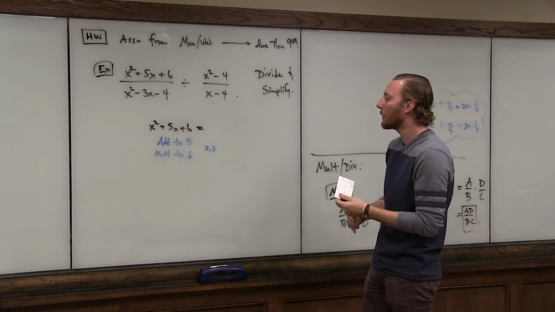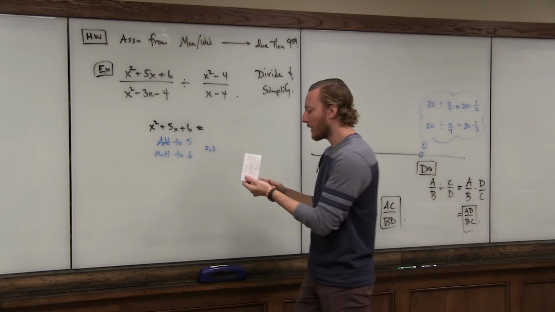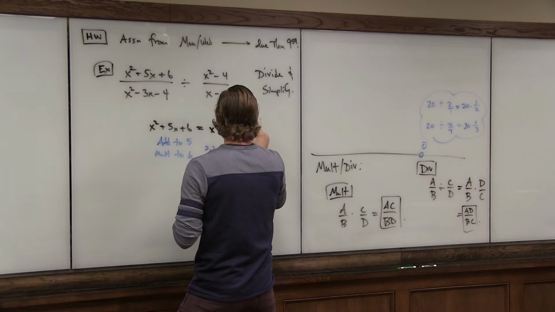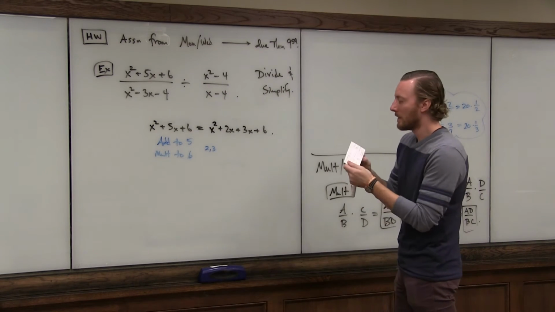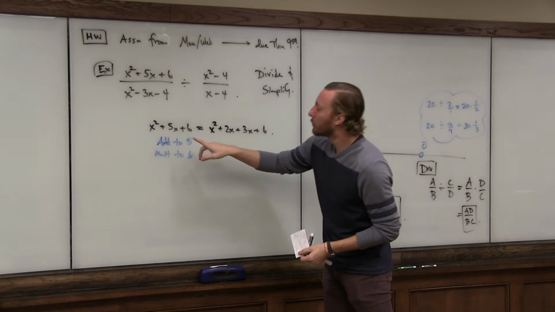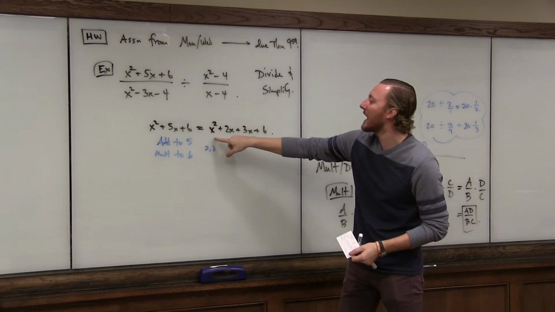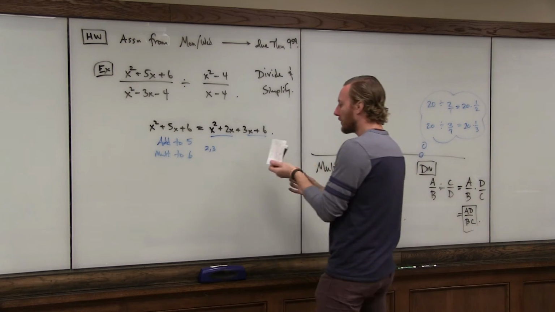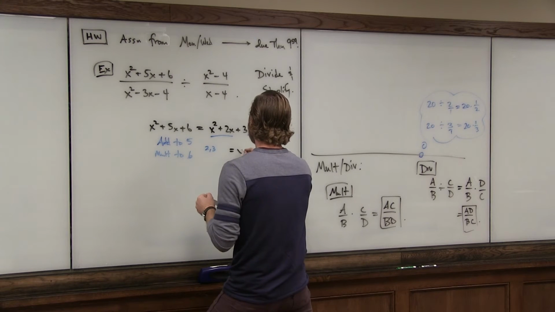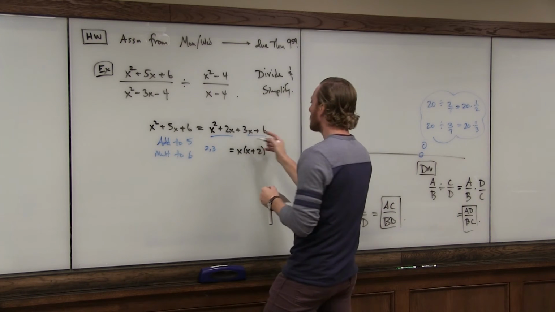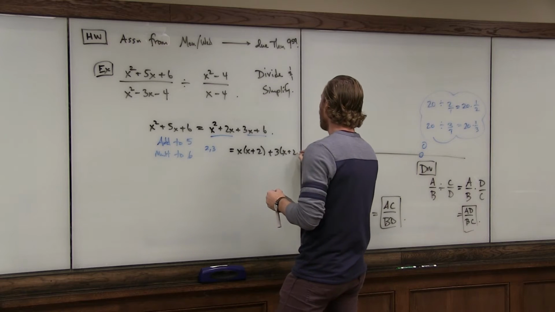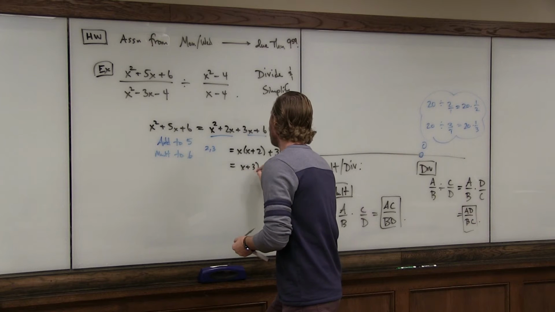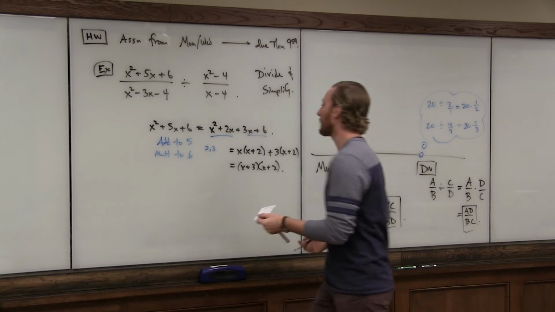What can we do with the 2 and the 3? We can break apart our 5x term into a pair of terms: x squared plus 2x plus 3x plus 6. Having broken that single term into a pair of terms, now we have 4 terms that we can factor by grouping. The first 2 terms have an x in common. The second 2 terms have a 3 in common. And upon factoring that out, you can see how this factors: x plus 3, x plus 2.